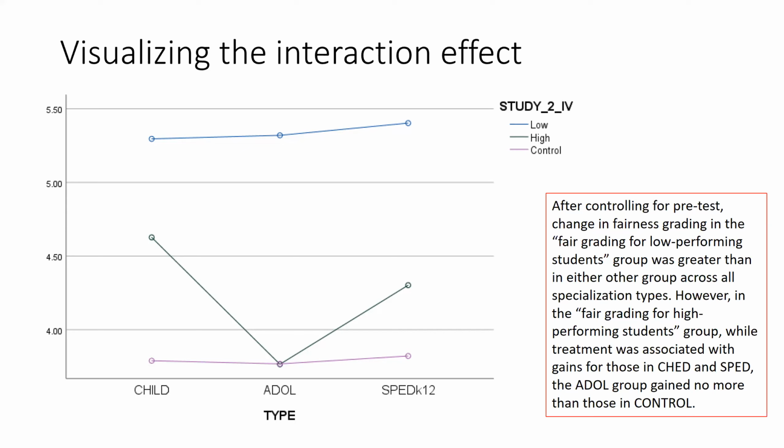And in this case, what it looks like is that the people in the adolescent group are responding differently to different conditions, particularly that they are not responding to the treatment about fairness for high-performing students.